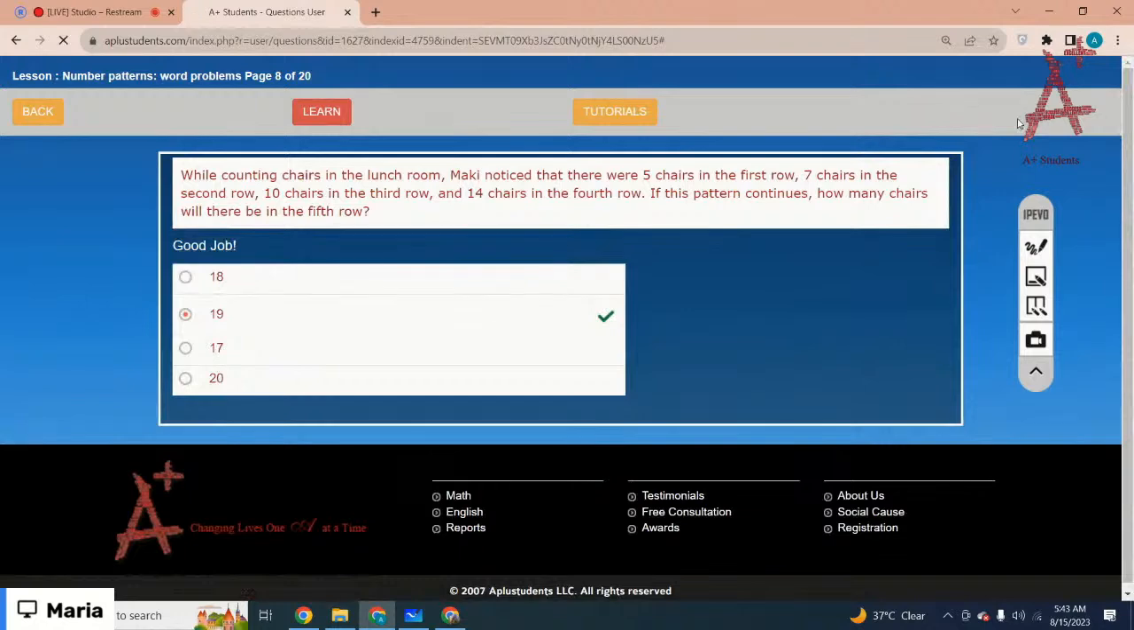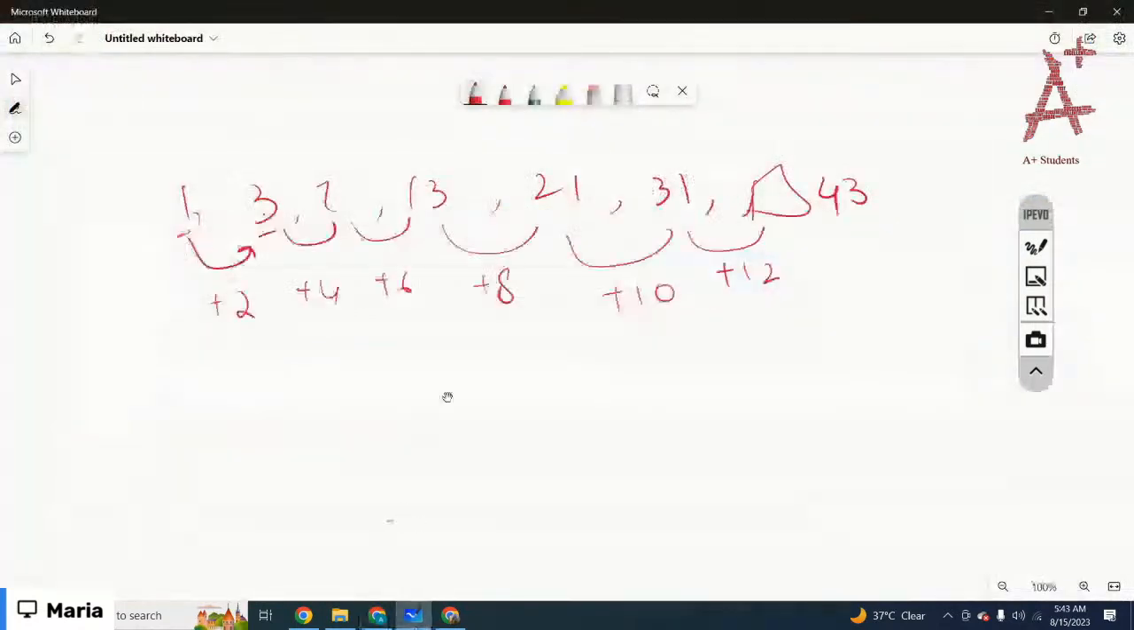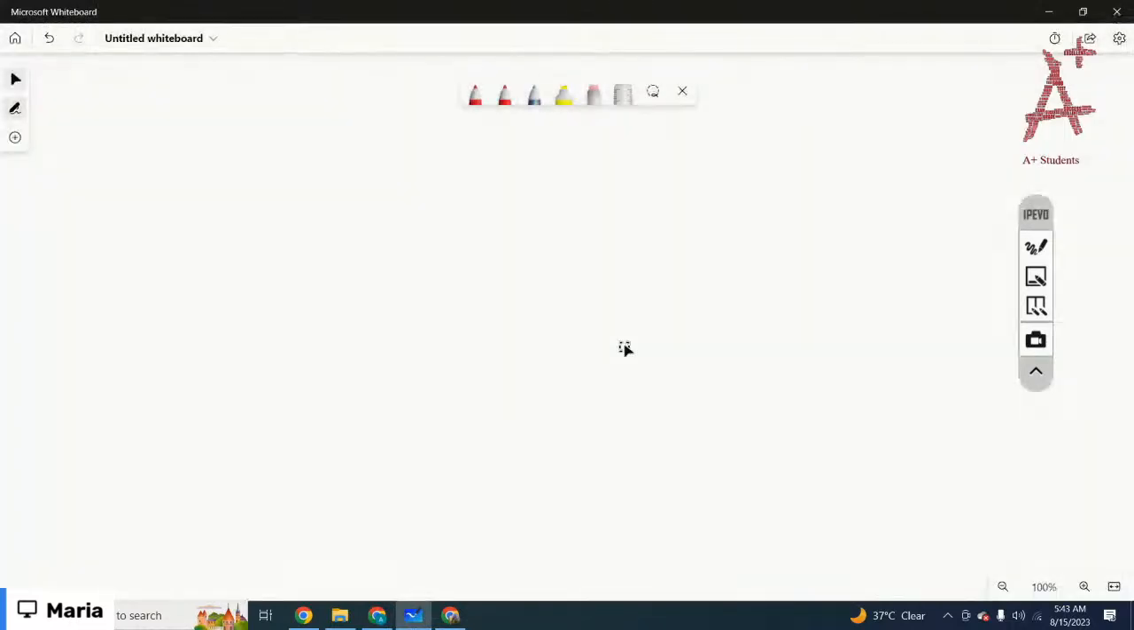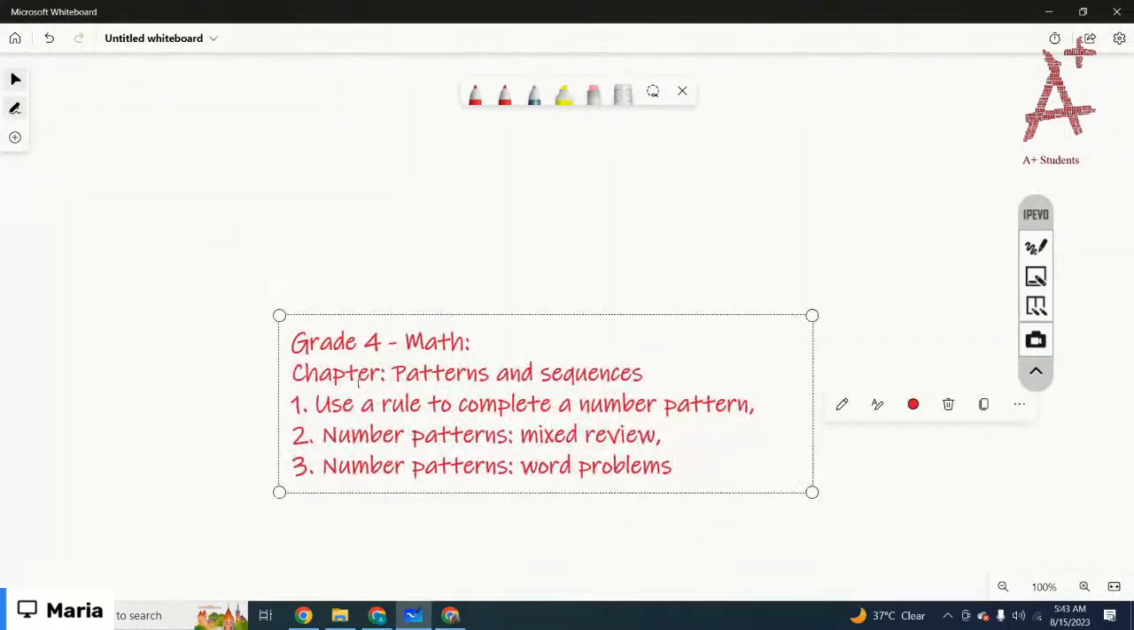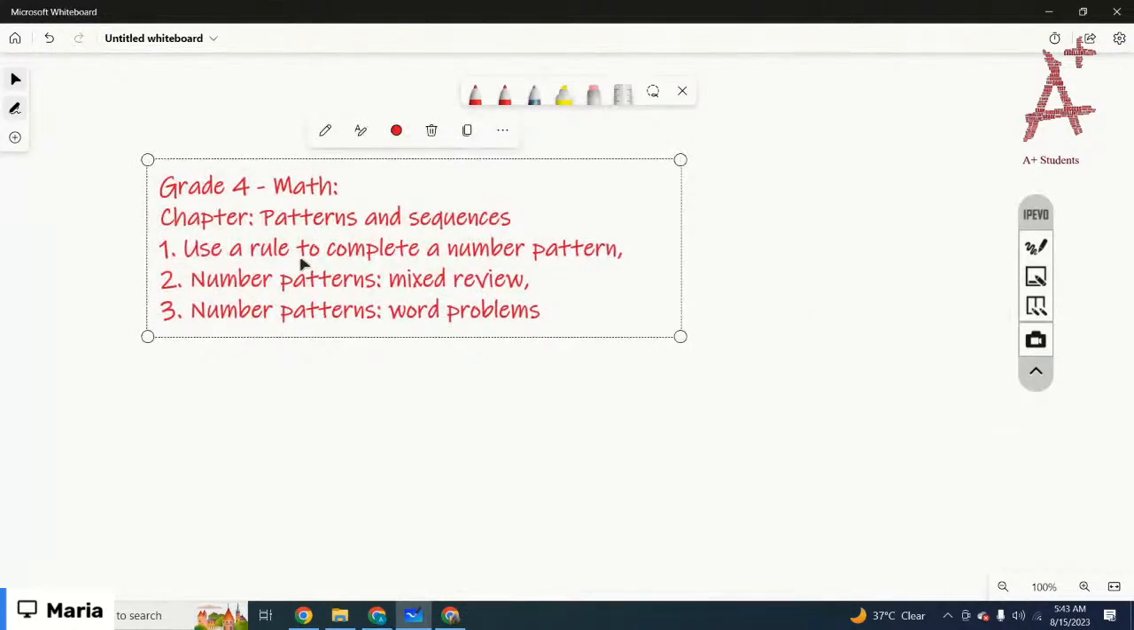Okay, we are done with the lesson. You can complete the rest of the questions by yourself later today. So, we are working on grade 4 math. That is the last chapter from the A plus that we are working on. Also, the last lesson, patterns and sequences. And the lessons we have covered from the chapter are use a rule to complete a number pattern, number patterns, mixed review, number patterns, word problems. So we have done all the lessons from the A plus.